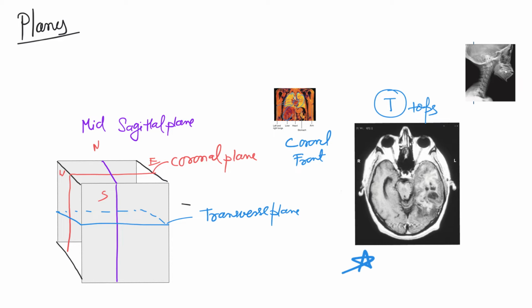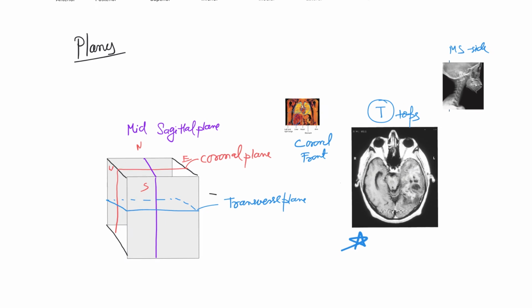Now I'm using the term just to make it familiar to you. When you say coronal plane, you're looking from front or back. When you say transverse plane, you're looking from top or bottom. And when you say that you have got a sagittal or mid sagittal plane, that is MS, you're looking from the side. So mid sagittal is side, transverse is top, coronal is front. Try to remember this.